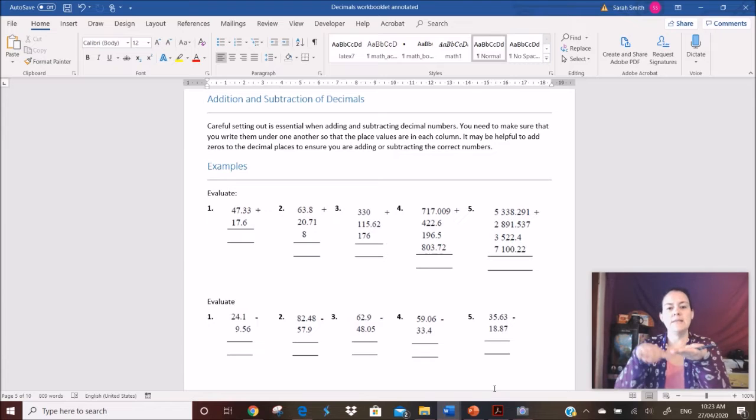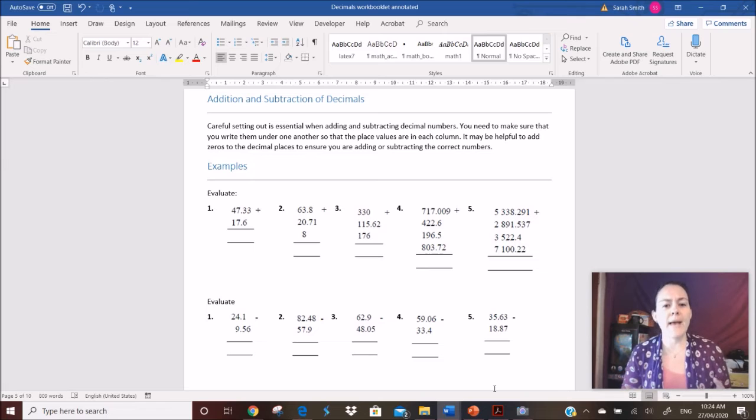So you need to make sure when you're writing your questions that you're placing each one under the other one so that the place values are in the same column. It may be helpful to add a 0 or to put extra decimal places in to ensure that you are adding or subtracting the correct numbers.